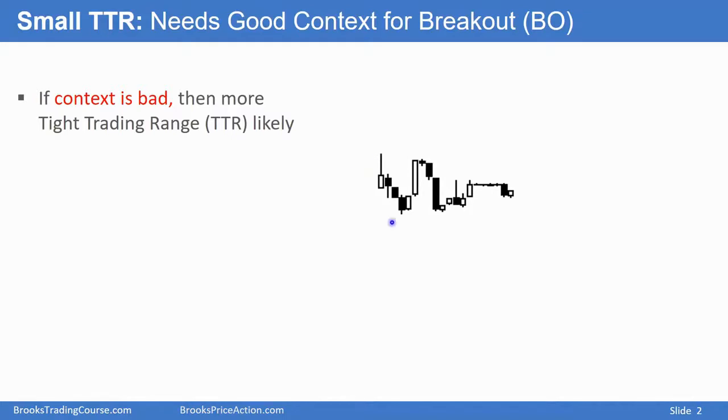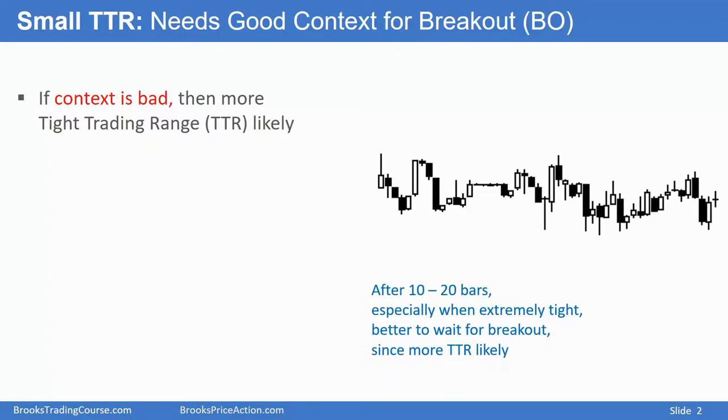Here's a tight trading range, and if the context is bad for a breakout, then more likely the trading range will continue. After about 10 or 20 bars, when a range is extremely tight, traders should just not trade. They should simply wait for the breakout. Because after you have 10 or 20 bars, chances are you're going to have more bars before there's a breakout. And when the range is very tight like this, it's very difficult to make money, even scalping with limit orders. Better to wait for the breakout.